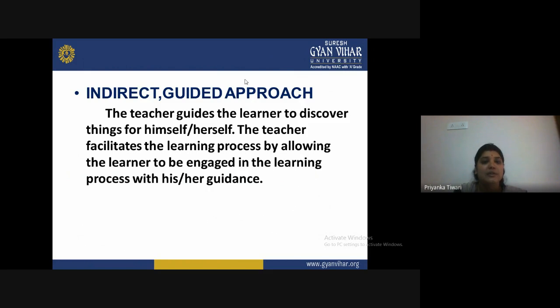The teacher facilitates the learning process by allowing the learner to be engaged in the learning process with his or her guidance. This is called the indirect guided approach, not direct. This is indirect.